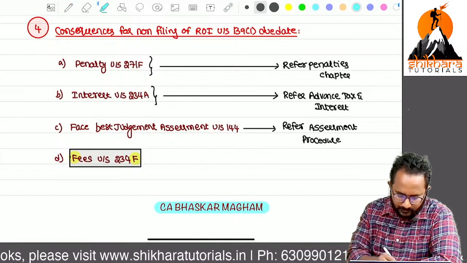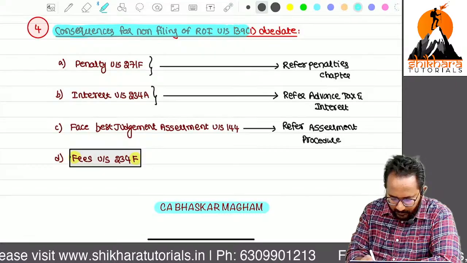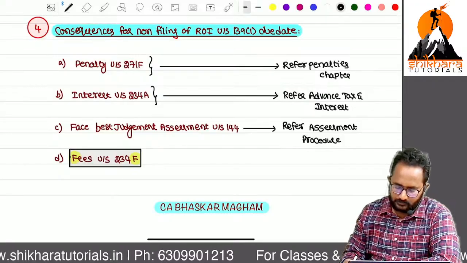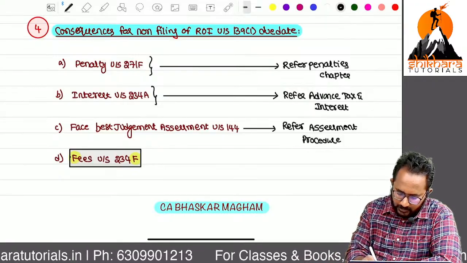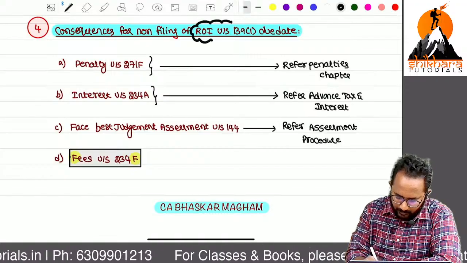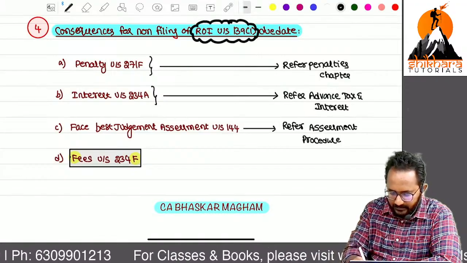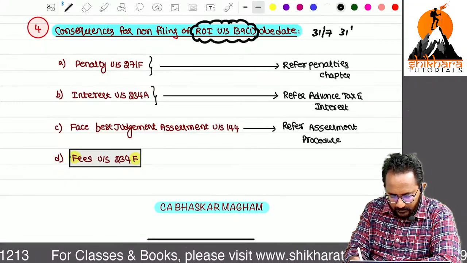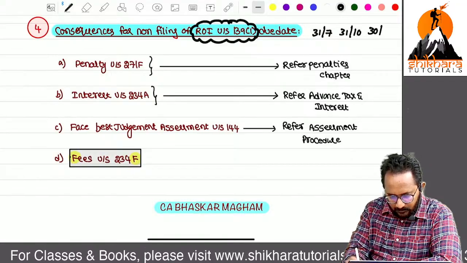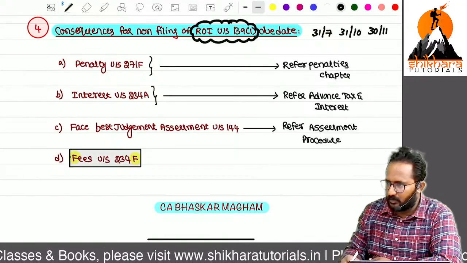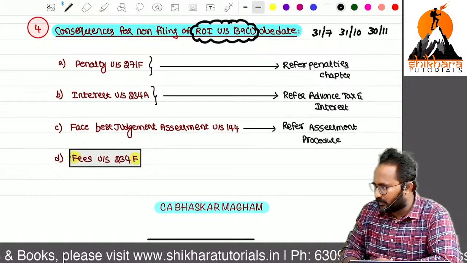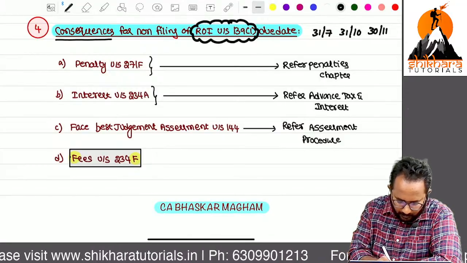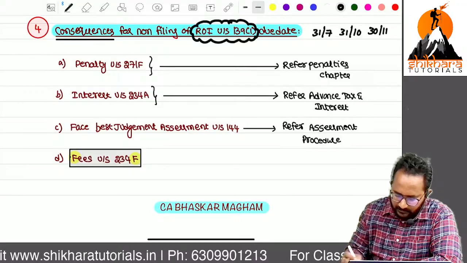Consequences for non-filing of return of income under section 139(1). If you have not filed the return of income on or before the due date, how many due dates are there? 3: 31st July, 31st October, 30th November. Whatever due date is applicable for you, on or before the due date you are required to file the return of income. If you have not filed it, these are the consequences you need to face.